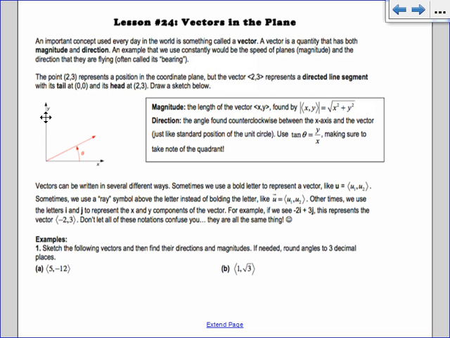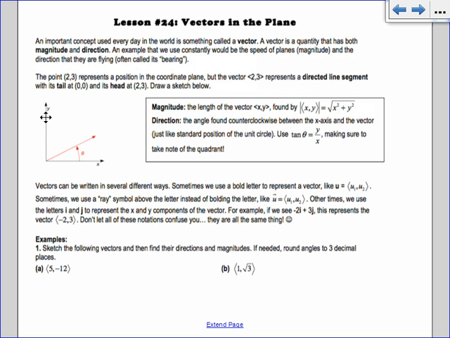A vector is a quantity that has both a magnitude and a direction. An example would be where we constantly use vectors when we talk about the speed of planes, which is the magnitude, but also the direction that they're flying. So anything that has a speed and a direction, we'll use a vector.